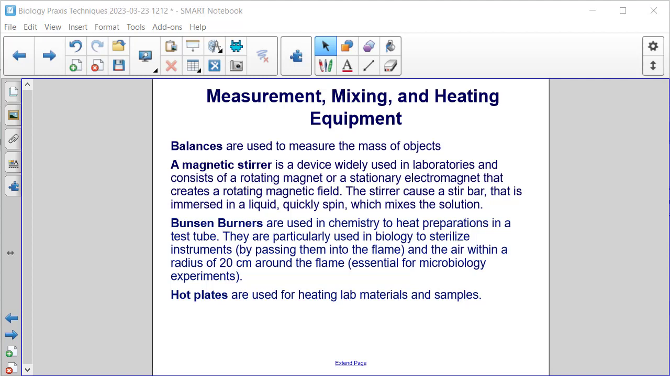Bunsen burners are used in chemistry to heat preparations in a test tube. They are particularly used in biology to sterilize instruments by passing them into the flame and the air within a radius of 20 centimeters around the flame, essential for microbiology experiments. Hot plates are used for heating lab materials and samples.